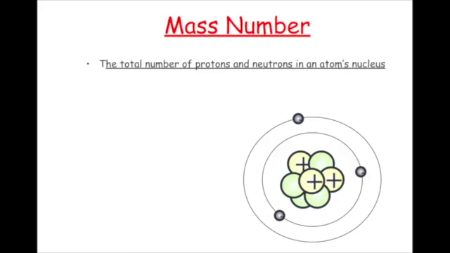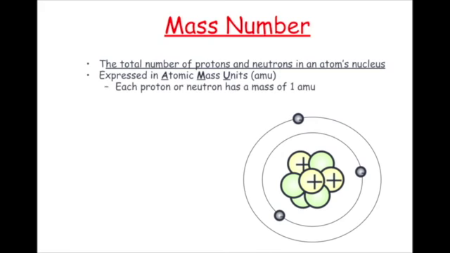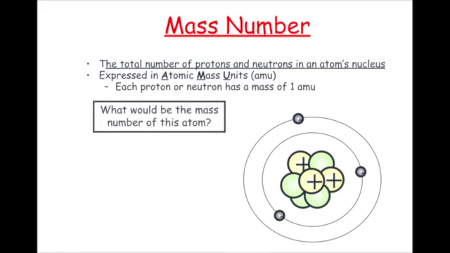The mass number. That is the total number of protons and neutrons in the atom's nucleus. It is expressed in AMUs, or atomic mass units. That's just the unit they give it. Each proton or neutron has a mass of 1. So here, what would the mass number of this atom be? You need to count up your protons and your neutrons. So here we have 1, 2, 3, 4, 5, 6, 7. So here it has a mass of 7 AMUs.